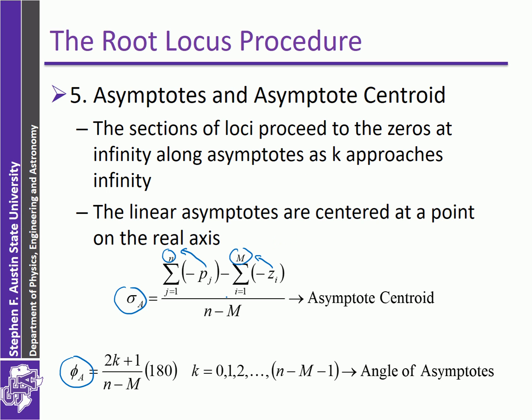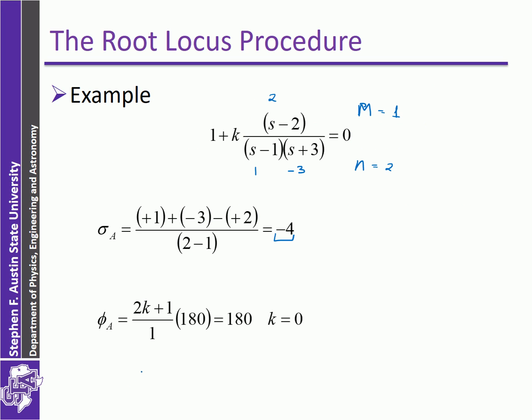Okay, then we use our equation 2k plus 1 over n minus m. n minus m is equal to 1. And 2k plus 1 times 180 degrees. Now in here, what we're going to do, we're going to use all the values of k that will allow us to go around the circle just once. Or basically, we're not going to go over 360 degrees.